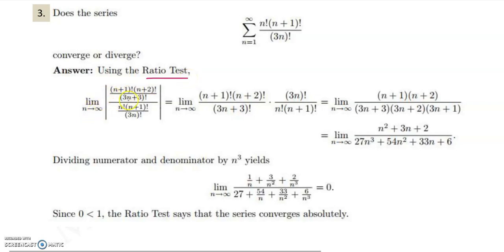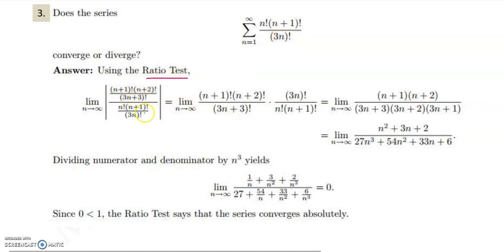Limit n tends to infinity of a(n plus 1) divided by a(n), where the given term is a(n). If I want a(n plus 1), what do I do? I replace n by n plus 1. That's why I am putting here (n plus 1) factorial. Here I replace n by n plus 1, so n plus 1 plus 1, that is (n plus 2) factorial. Divided by, you see here (3n) factorial, so I replace n by n plus 1, so (3n plus 3) factorial.